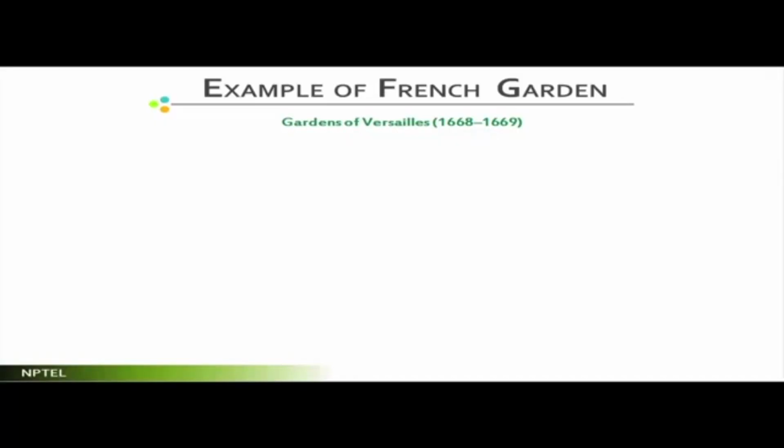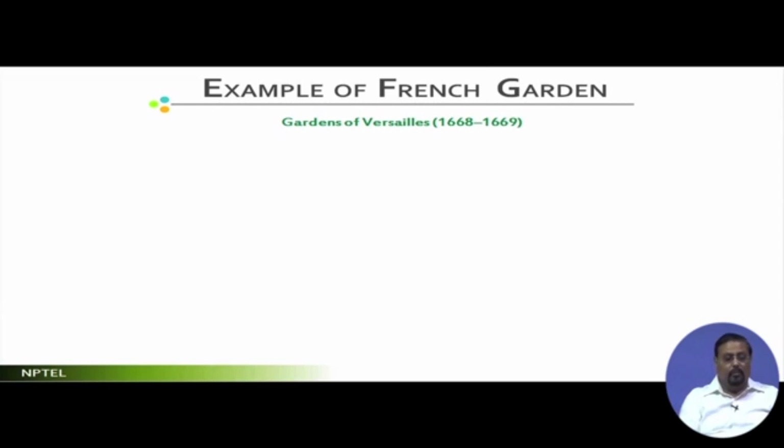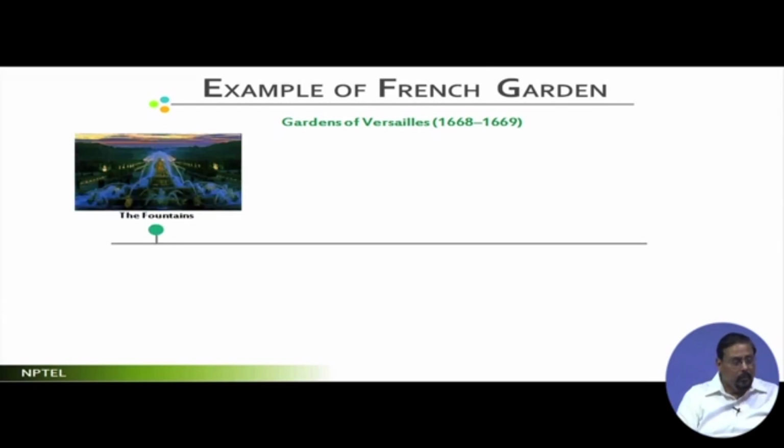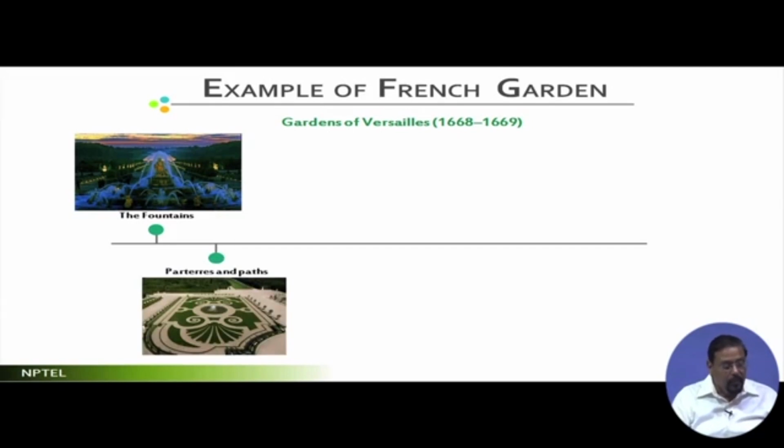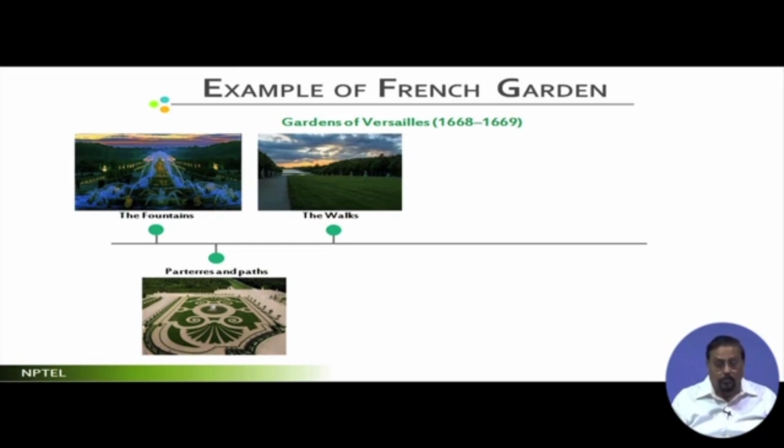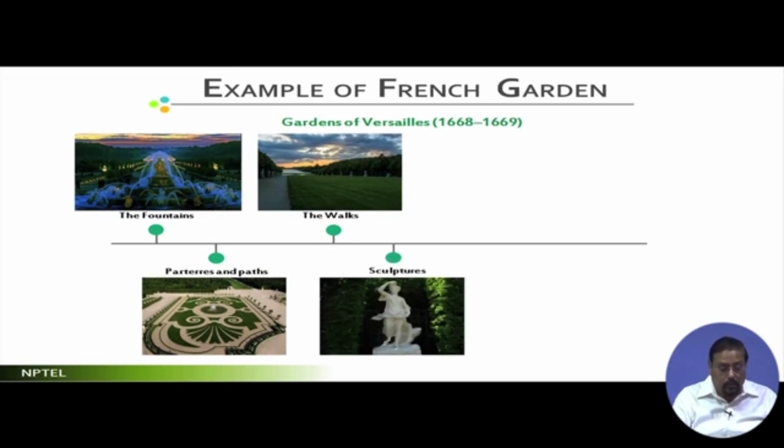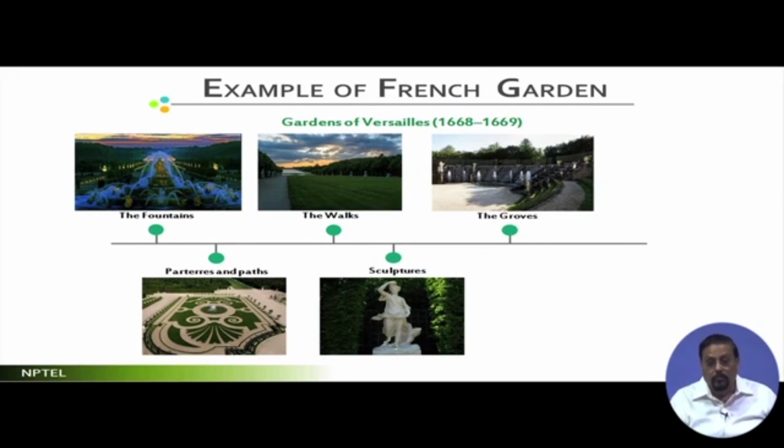Now comes the elements. These elements which we have seen in the Gardens of Versailles example that we will be highlighting. The fountains. Fountain has become a very strong element in the French landscape styles, very strong element. It was there in a low key, but here it earned a grand popularity and identity. Then portraits and paths. So, if you look at the elements in this way, the French landscape has fountains, it has portraits, then we have the walks, we have the sculptures, the groves, a series of plantations.